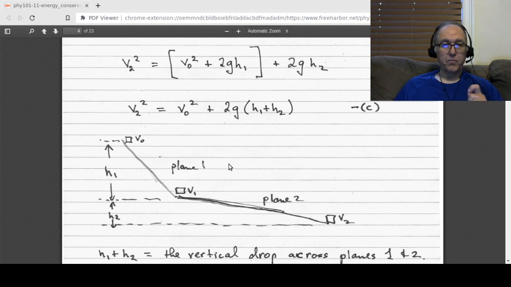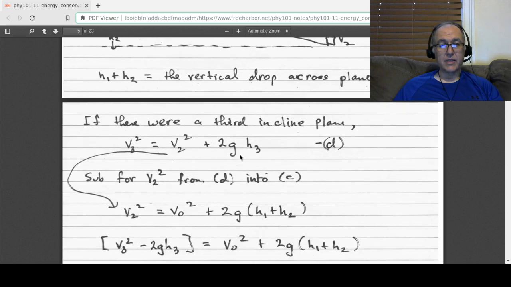Let's think about this again. In order to get the final velocity at the bottom of both planes, I need the initial velocity at the top and the vertical drop, and that's it. The details of those angles in there, the details of how fast V1 is going there, don't need them. They fell out of the picture, okay? Now, that's interesting in and of itself, but we could do this again and again and again. We can add a third plane, and then a fourth plane, and then a fifth plane, okay?